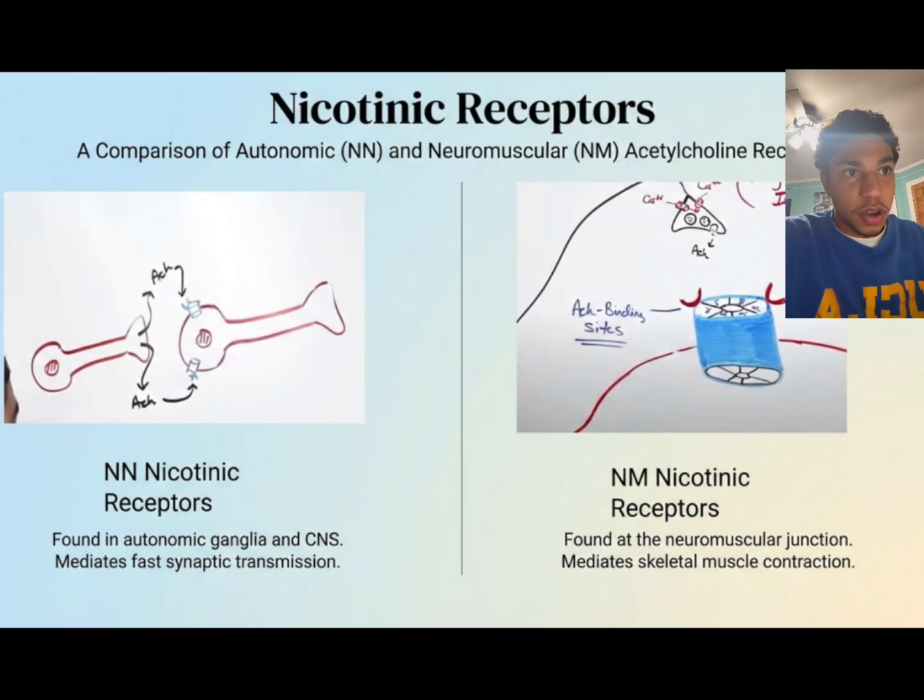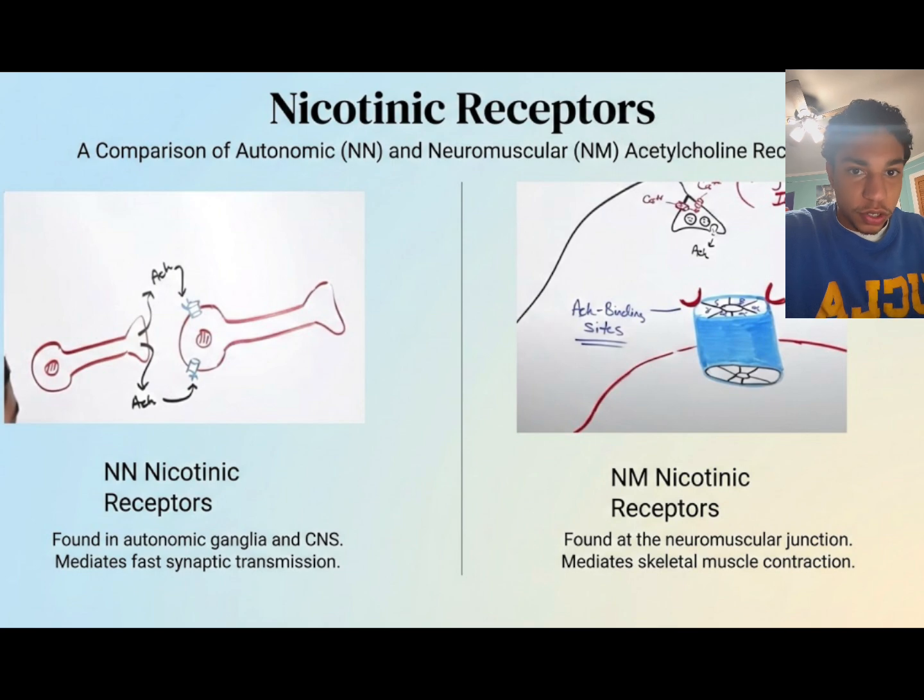Nicotinic receptors are ligand-gated ion channels, and when the acetylcholine binds to the nicotinic receptor on the postsynaptic membrane, the channel opens, allowing sodium ions to enter the cell. This depolarization leads to the opening of voltage-gated sodium channels, which generates an action potential.